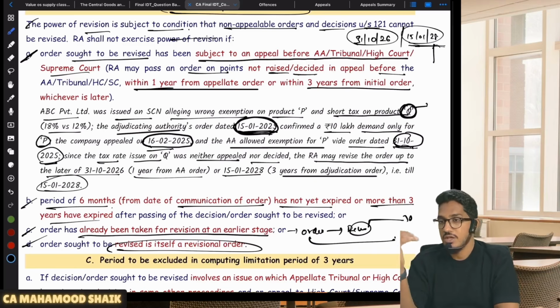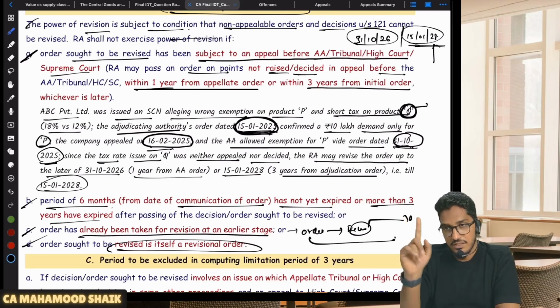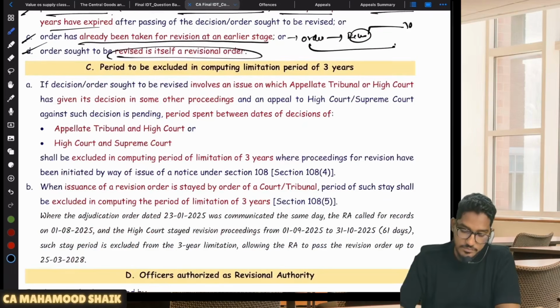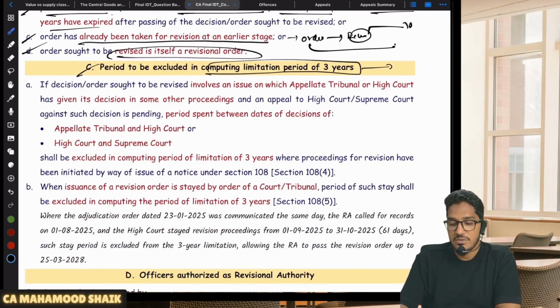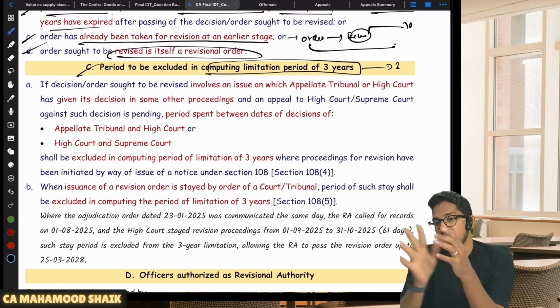Till that point of time you can revise it. Clear? Important. Remember it. Next, period to be excluded in computing limitation of 3 years. See, as we have seen, maximum you will have 3 years from the date of adjudicating authority's order for filing and for doing revision. But while calculating that 3 years, some duration has to be excluded.